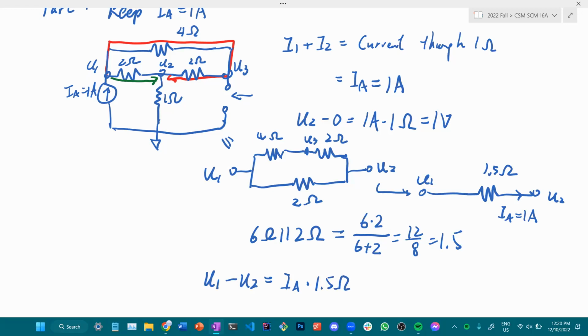So the difference between U1 and U2 happens to be 1.5 volts, which makes U1 equal 2.5 volts, because this is a voltage. And last but not least, U3 can be calculated in a slightly different way, which is that we can first derive the current through U1 and U3, and then we can multiply it and use the voltage divider formula to derive U3.